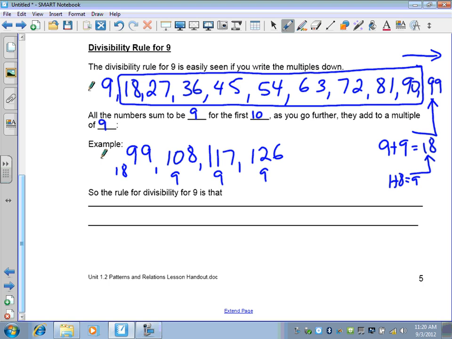So the divisibility rule for 9 is the following. Add the digits. If the sum is a multiple of 9, or is divisible evenly by 9, the original number is too.